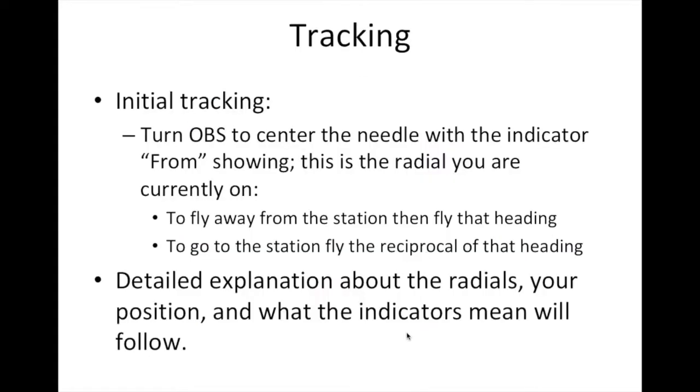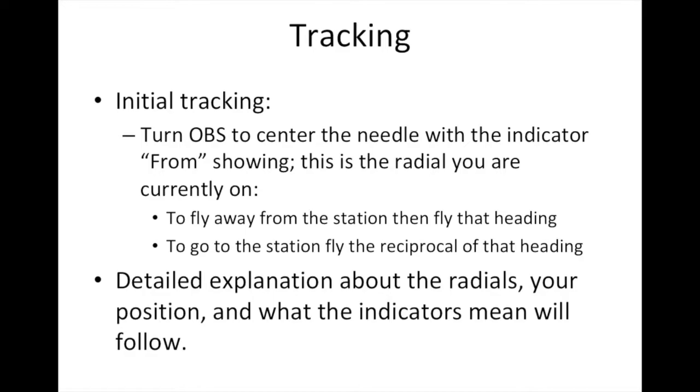So I'm going to give you a detailed explanation about the radials, your position, and what the indicators mean in just a second, but I needed you to understand basic concepts here, which is, why is it called a VOR? What are the types of different VORs? The frequency ranges of VORs, factors affecting the accuracy of VORs. What are these radials that we're talking about that are sticking out of the center, the VOR station itself? What do they mean?